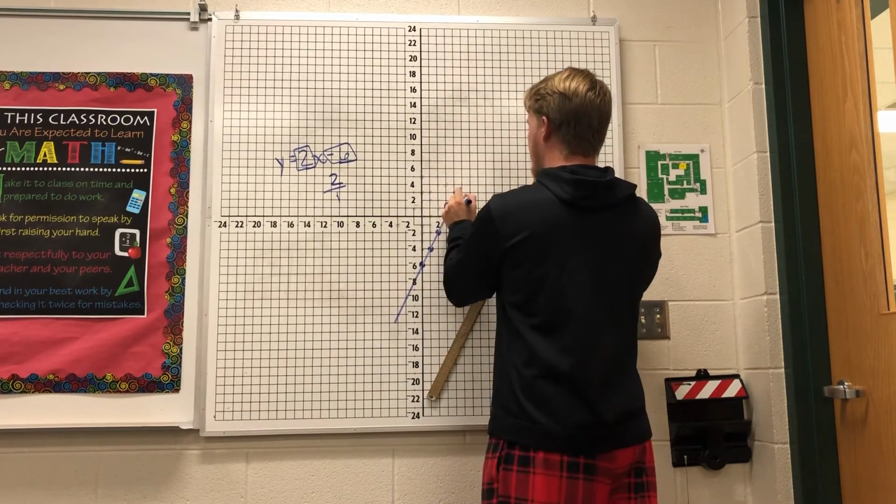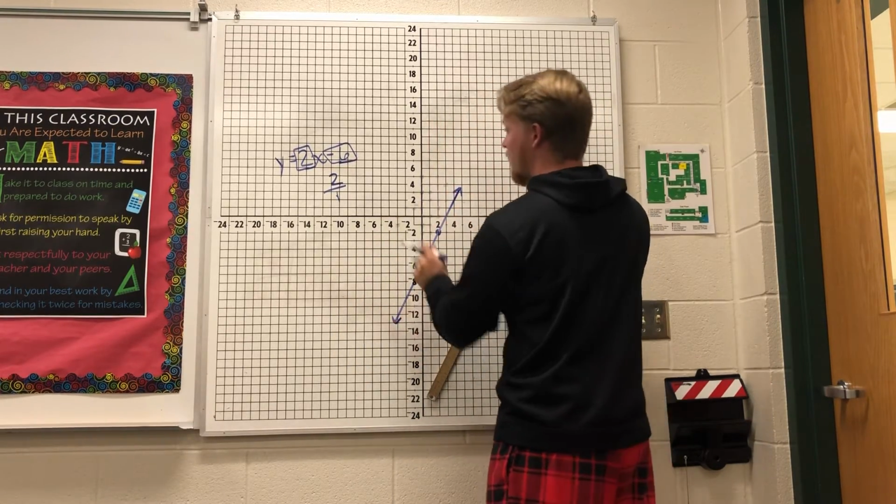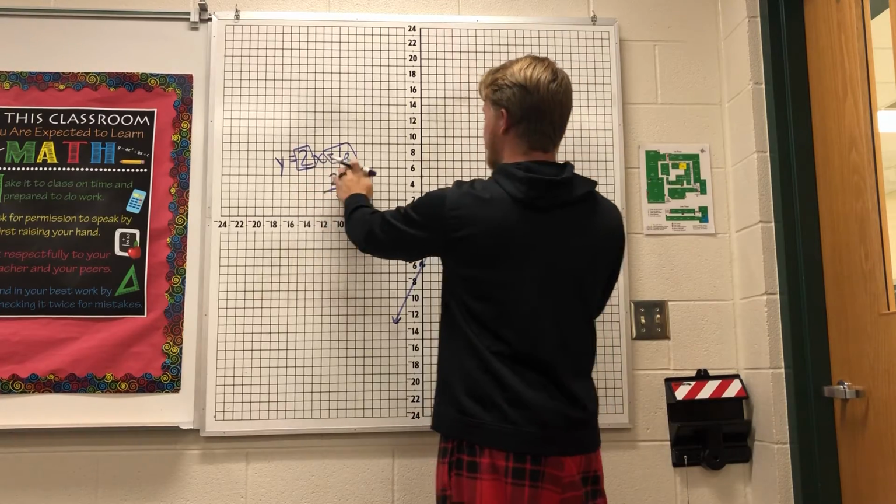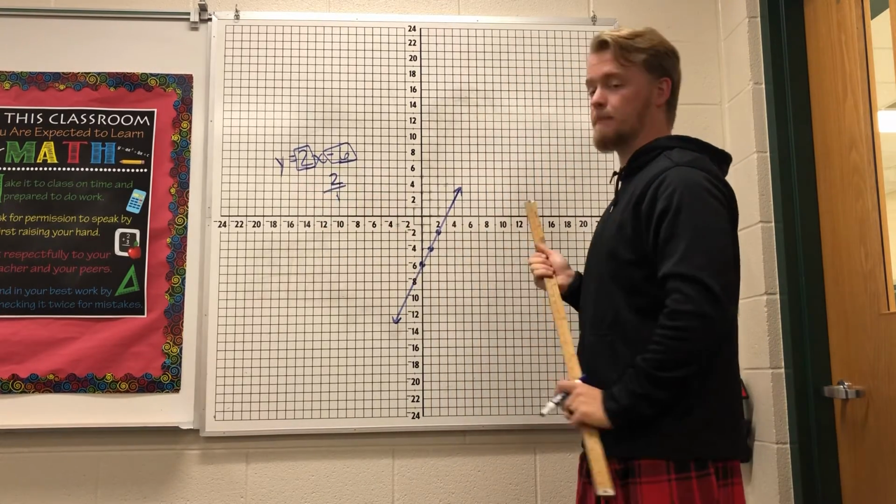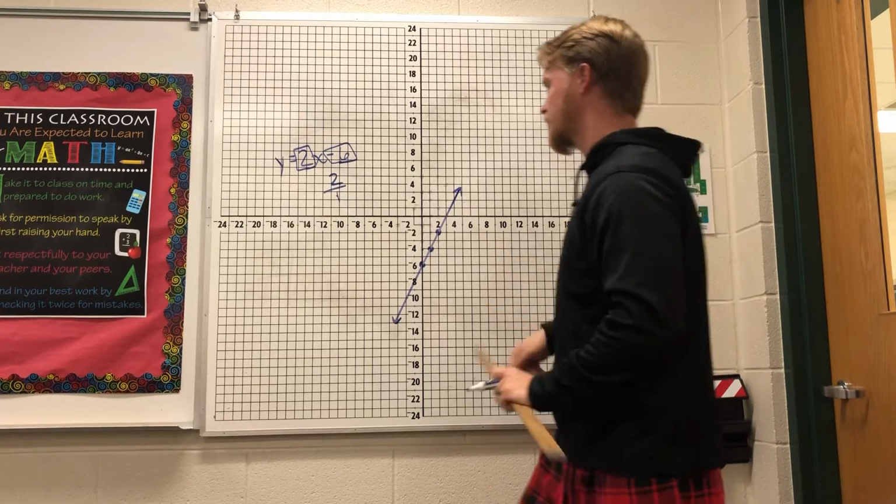And this is the line that represents the equation y equals 2x minus 6. So this would be your answer. Okay, let's look at the next one.